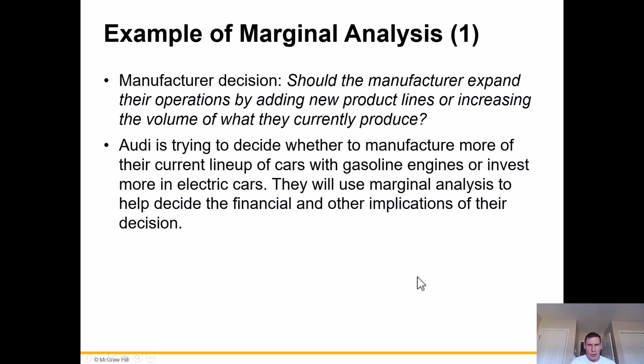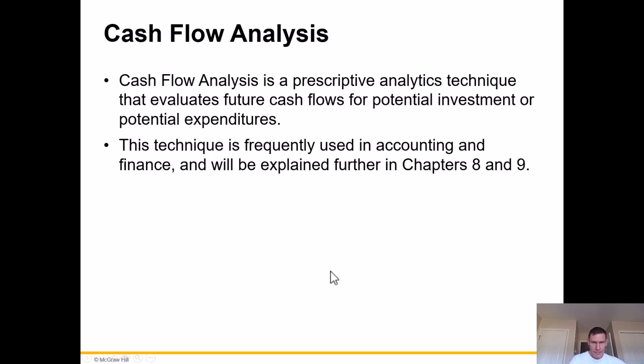So let's look at an example of this type of analysis. So let's say the manufacturer decision is, should the manufacturer expand their operations by adding new product lines or increasing the volume of what they currently produce? Audi is trying to decide whether to manufacture more of their current lineup of cars with gasoline engines or invest more in electric cars. They will use marginal analysis to help decide the financial and other implications of their decision.